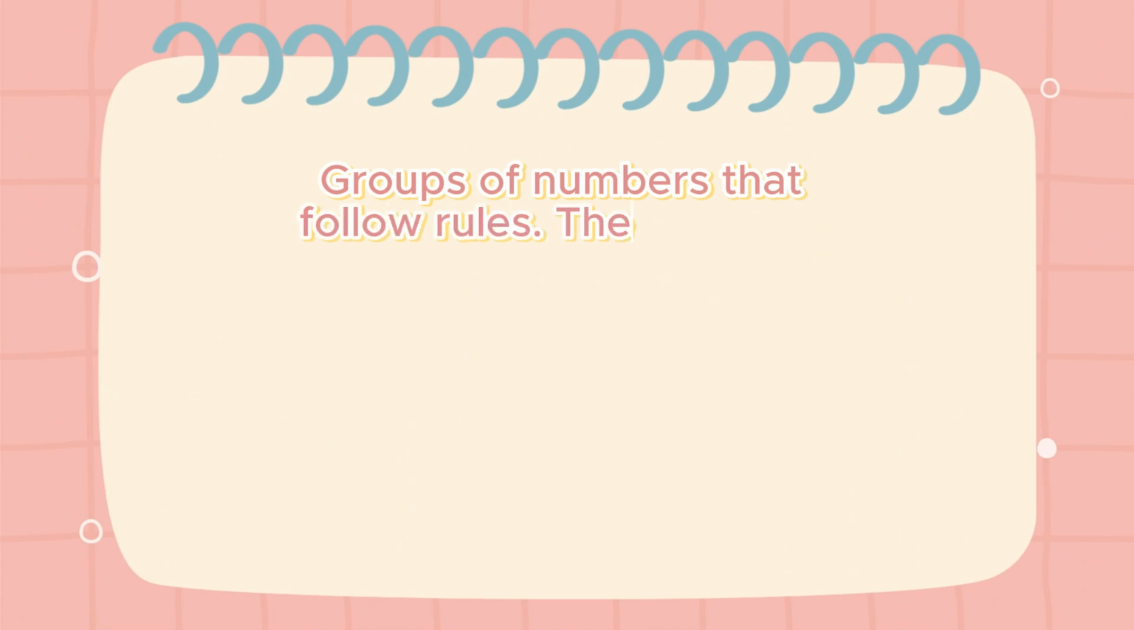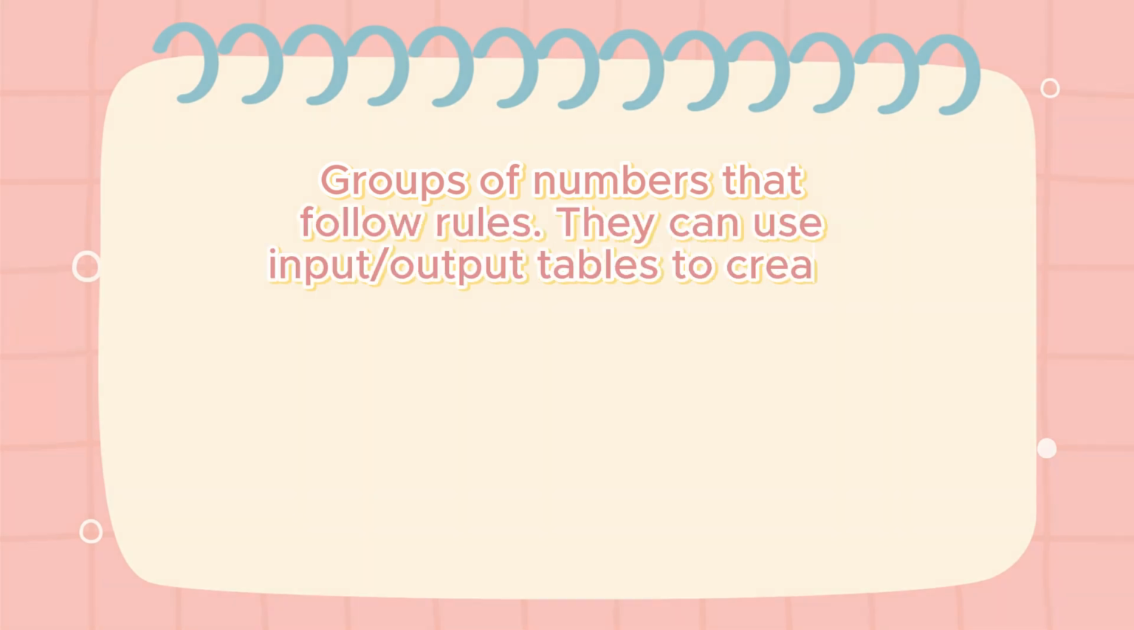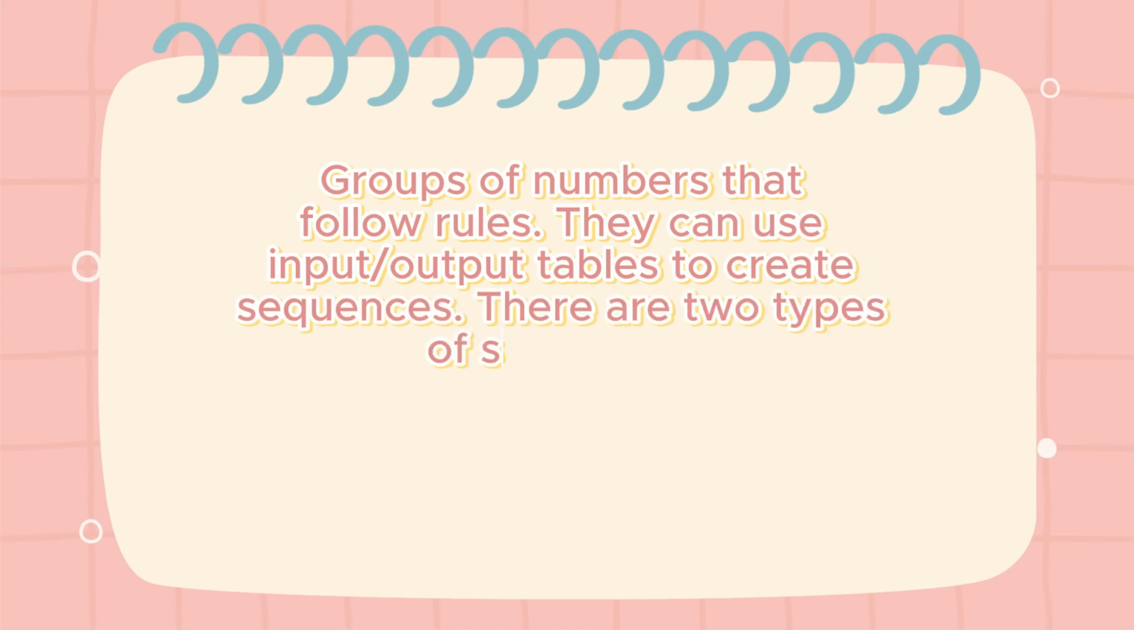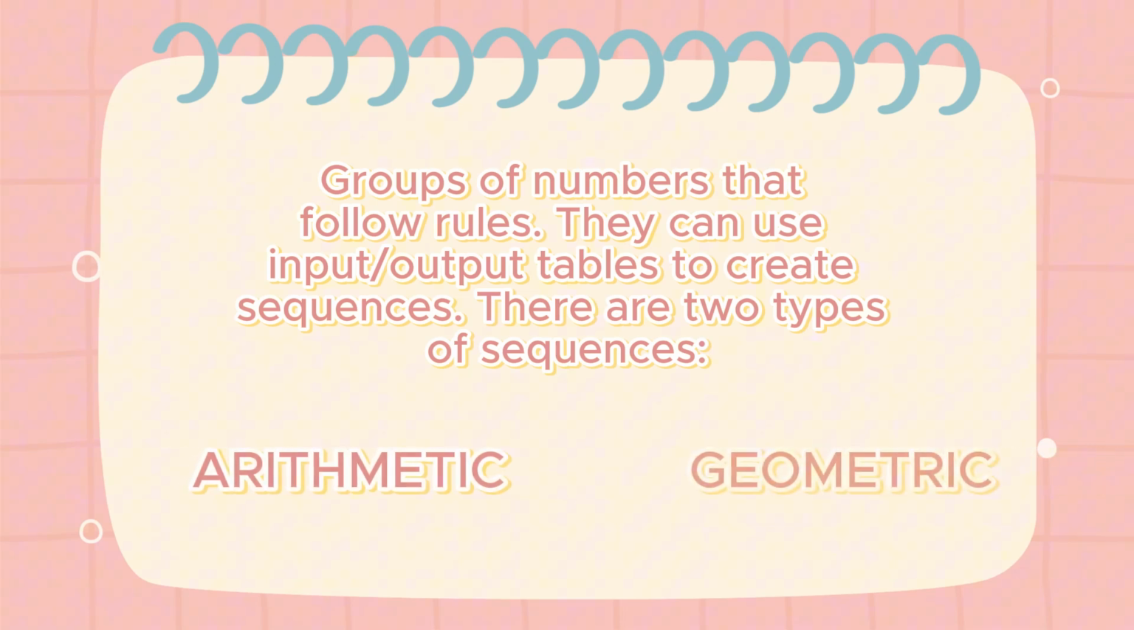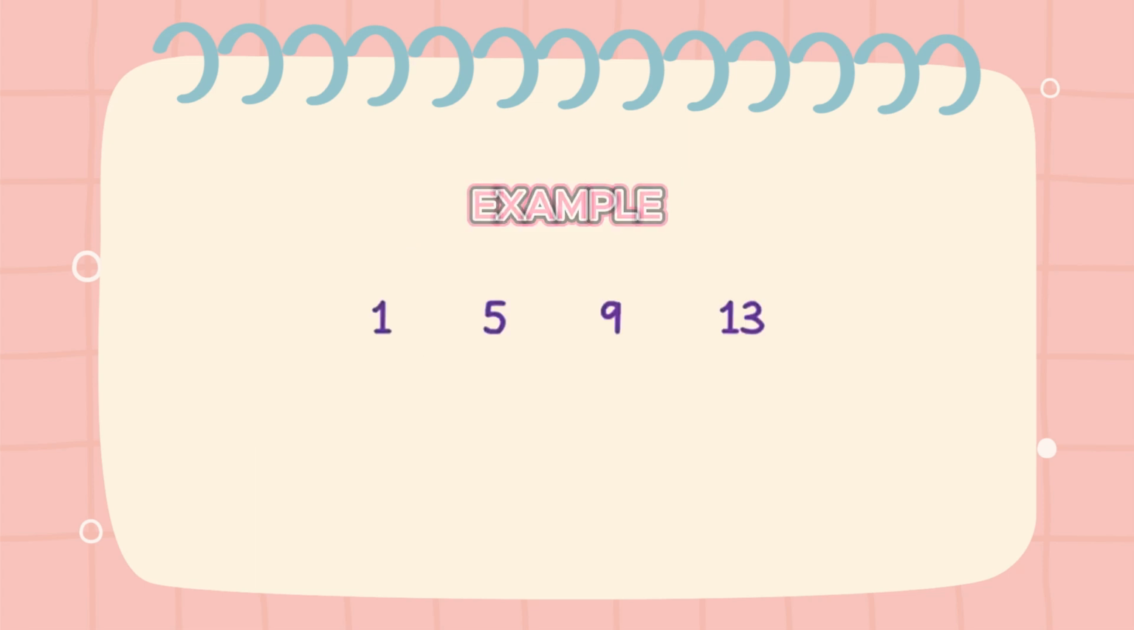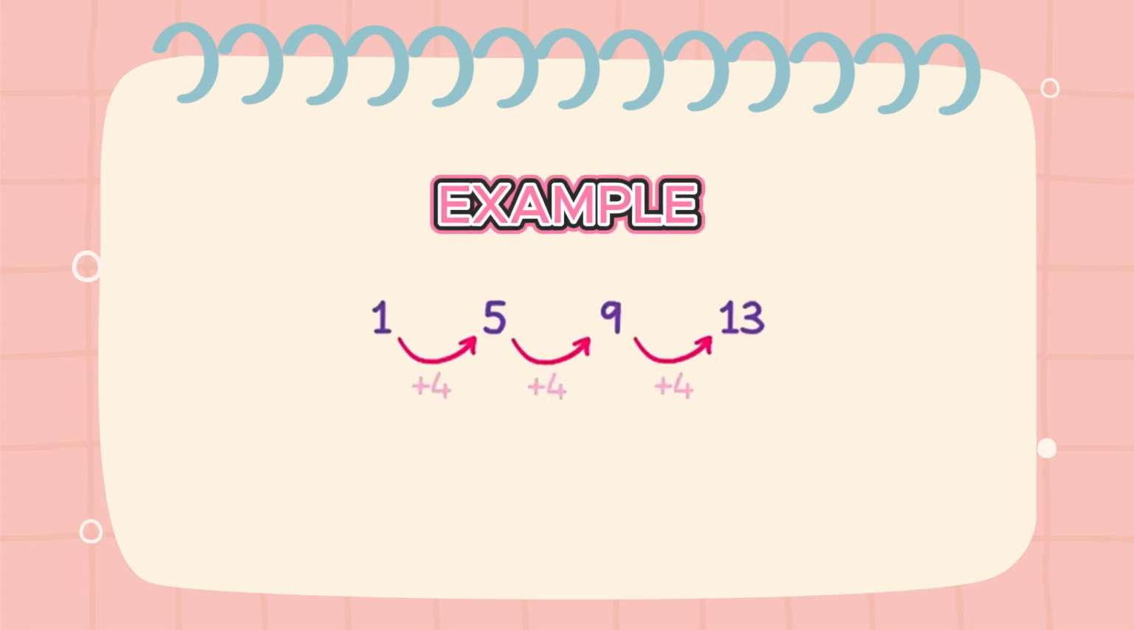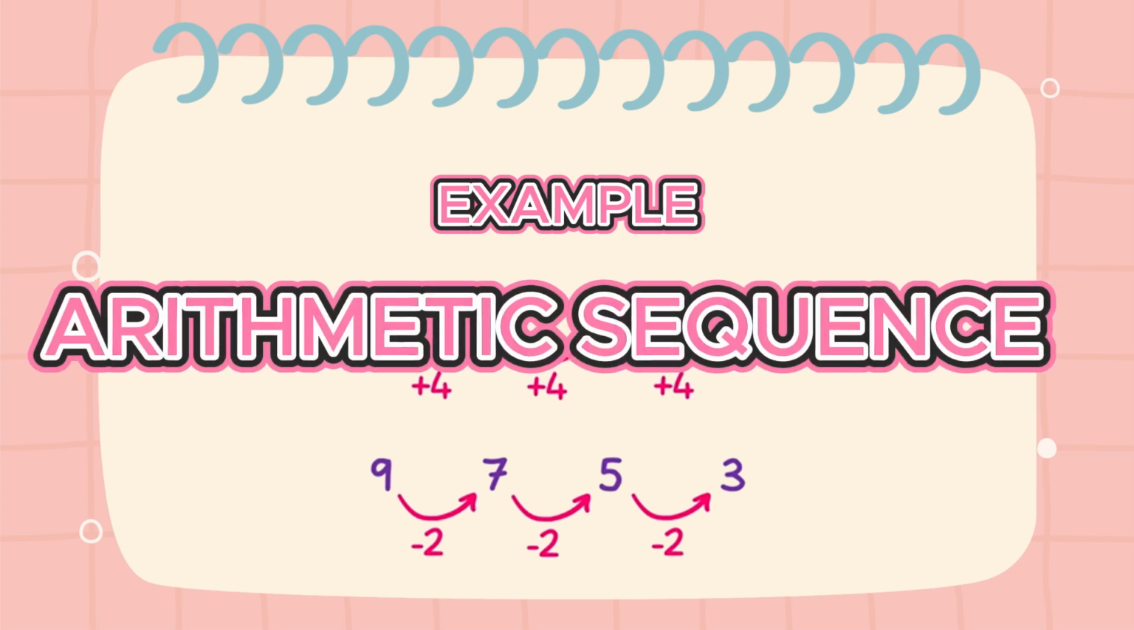Number patterns are a group of numbers that follow rules. They can use input or output tables to create sequences. There are 2 types of sequences, arithmetic and geometric sequence. For example, in the sequence here, to get from one term to the next, you always add 4. In this sequence, to get from one term to the next, you always subtract 2. If a sequence has a rule where to get the next term, you always add or subtract the same number, we call that an arithmetic sequence.